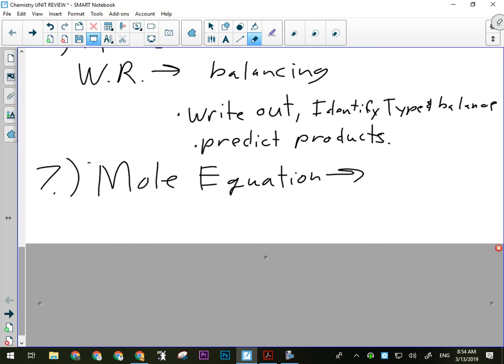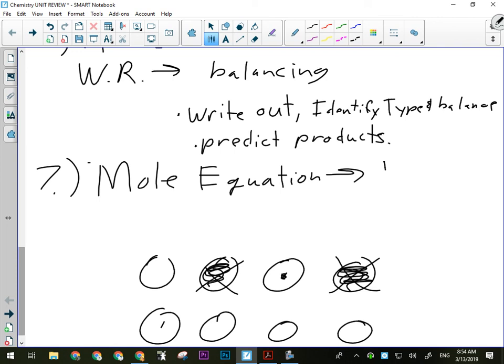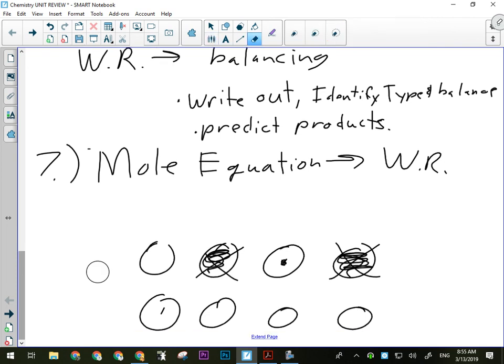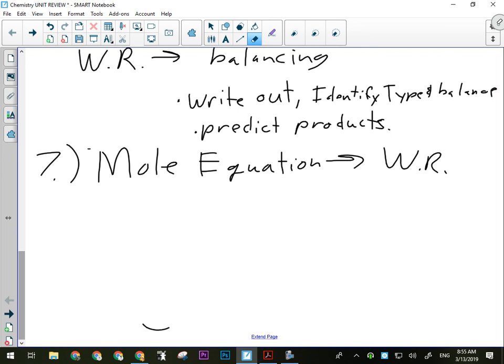So for your exam, the mole equation is going to be in the written response. There's a multiple choice section and there's a written response section. The multiple choice is a ZipGrade form. Have you guys ever used a ZipGrade form before? Okay, good. The way ZipGrade works is you fill in the multiple choice section.